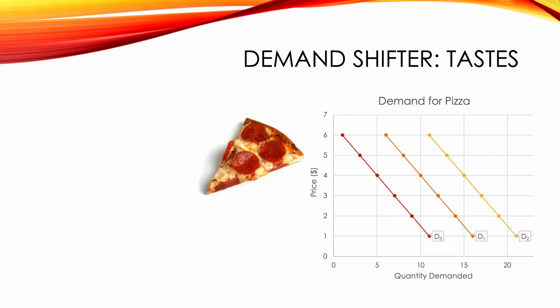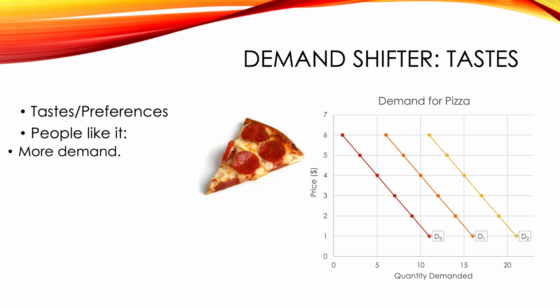Now, when we say taste, we're not specifically talking about food, although I do have a slice of pizza pictured on the slide here, but we're just talking about preferences. What do people like? What do people not like? So that's probably the most intuitive shifter out of all 6 of these. So if people like the product more for some reason, it becomes trendy or popular or whatever, then you're going to see more demand for that product. So in that case, demand is going to shift to the right.